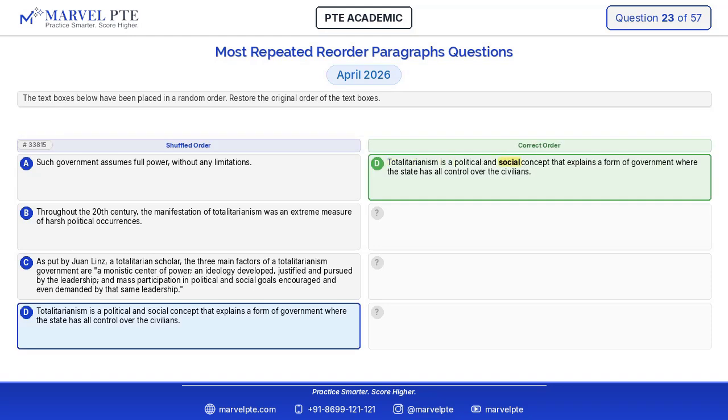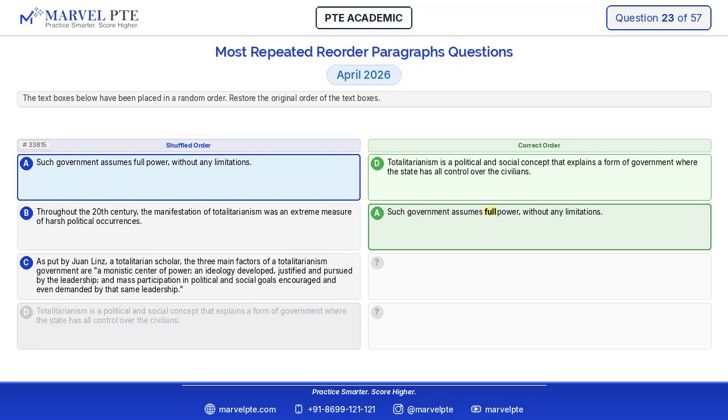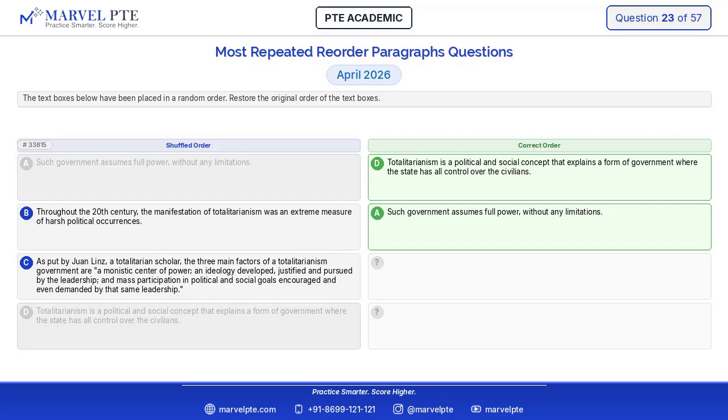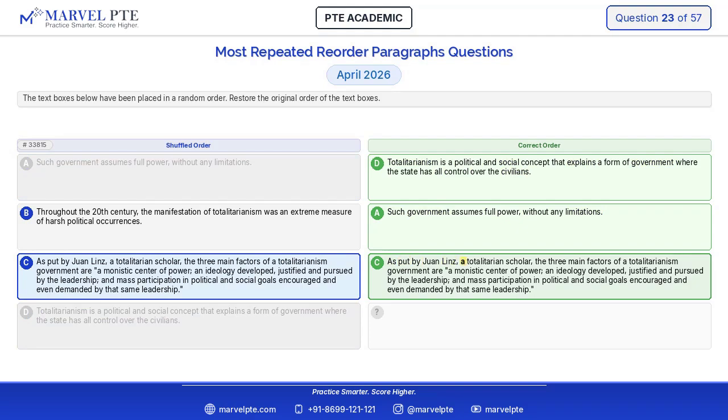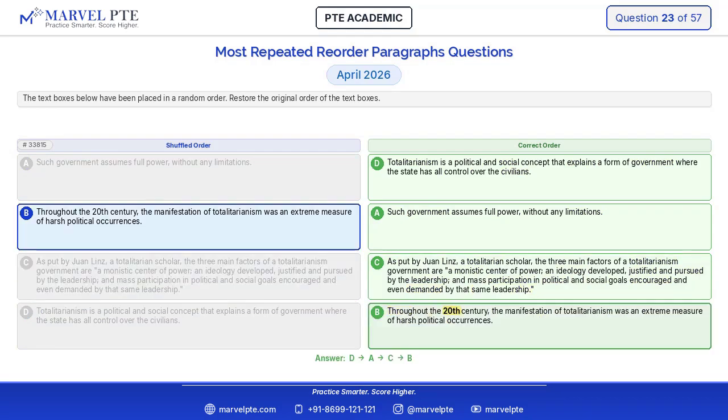Totalitarianism is a political and social concept that explains a form of government where the state has all control over the civilians. Such government assumes full power without any limitations. As put by Juan Linz, a totalitarian scholar, the three main factors of a totalitarian government are a monistic center of power, an ideology developed, justified and pursued by the leadership, and mass participation in political and social goals encouraged and even demanded by that same leadership. Throughout the 20th century, the manifestation of totalitarianism was an extreme measure of harsh political occurrences.